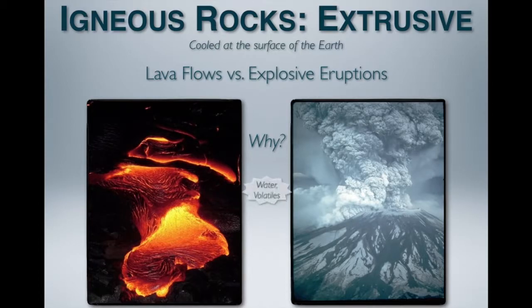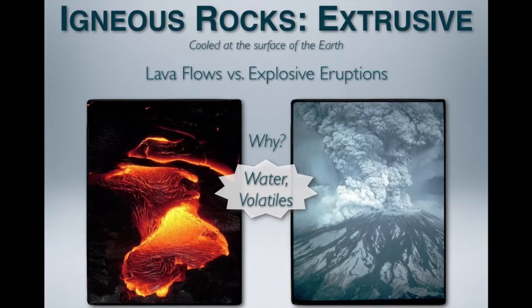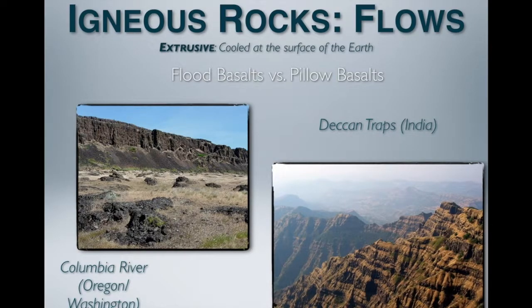All right, so when you add water and other volatile gases into the system, you can create an explosive eruption. So let's look at our different types of extrusive systems. So we have flows and eruptions. So first we'll look at flows. So this can be separated into basaltic, flood basalts, and pillow basalts.